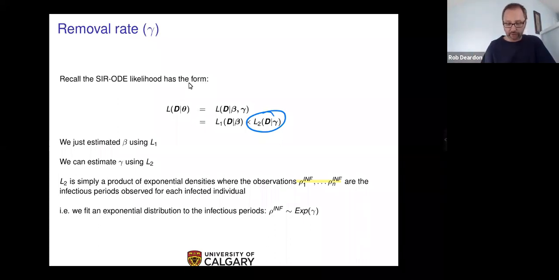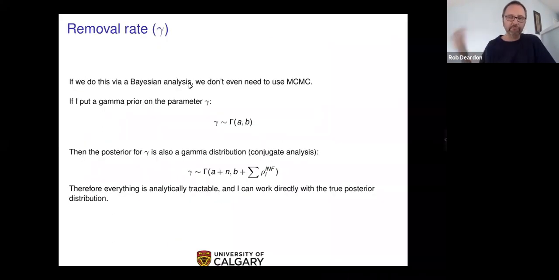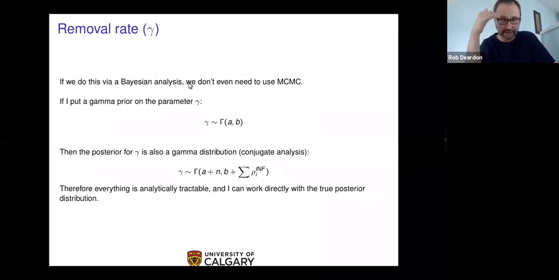I'm basically assuming my infectious periods come from an exponential distribution. I can write down the likelihood for that, just a product of exponential densities for each of the infectious periods. If I want to do this in a Bayesian framework, I can do a conjugate analysis. So I can put a gamma prior on my infectious period rate, or the recovery rate, with parameters A and B, which I choose to express my prior belief about that parameter. You can show mathematically that the posterior is also a gamma distribution. It's a conjugate analysis, and this is what that gamma distribution is.